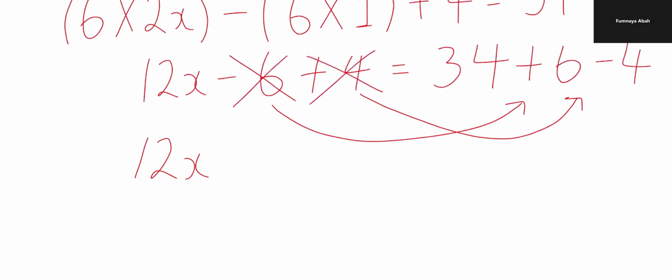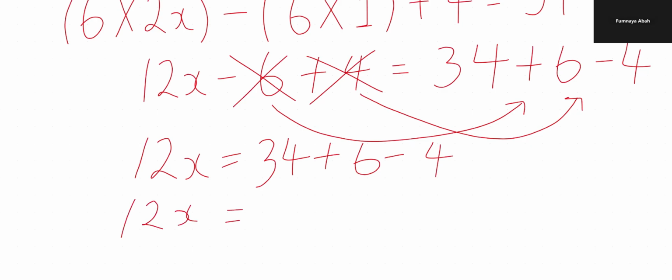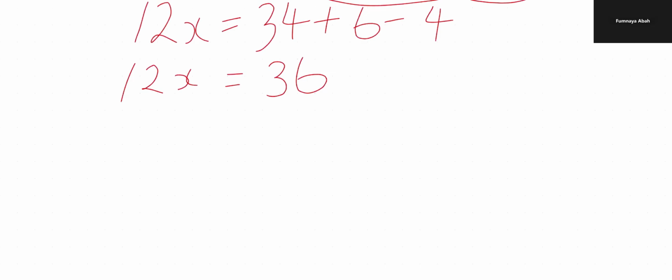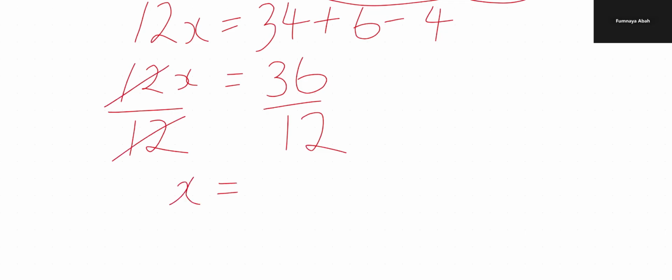So now we're left with 12x, and 12x is equal to 34 plus 6 minus 4. So 34 plus 6 is equal to 40, and 40 minus 4 is equal to 36. So this is equal to 36. And now we can solve for x. To solve for x, we can divide both sides by 12. So 12 crosses out 12 here. We're left with x. So x is equal to 36 divided by 12, that is equal to 3. So the value of x is equal to 3. That is our answer. So let's once again do a check to make sure we got the correct answer.